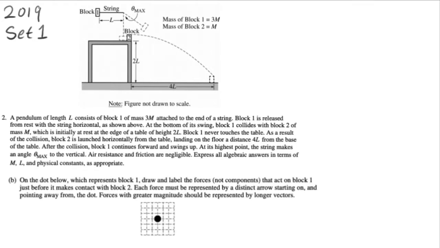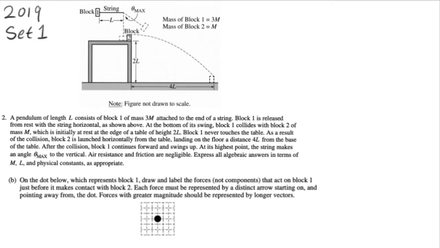All right, for part B. On the dot below, which represents block 1, draw and label the forces, not components, that act on block 1 just before it makes contact with block 2. Each force must be represented by a distinct arrow starting on and pointing away from the dot. Forces with greater magnitude should be represented by longer vectors. Okay, so this question literally asks for a force diagram of block 1.